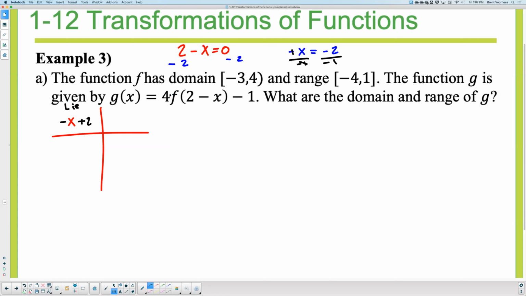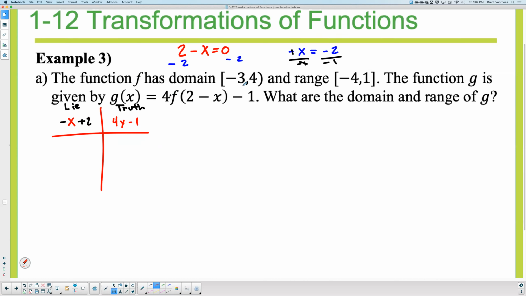I should have said these are the y's. Okay, I'm going to multiply by 4, and then I'm going to subtract 1. So 4y minus 1. So why am I doing that?